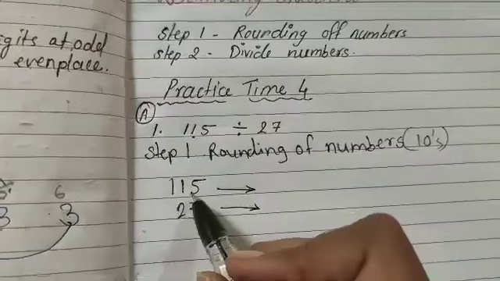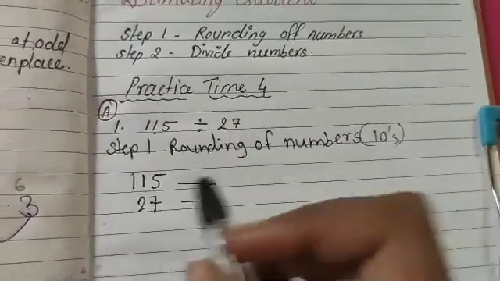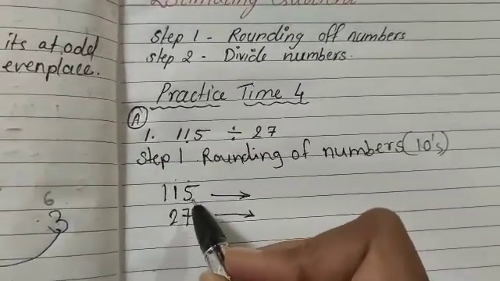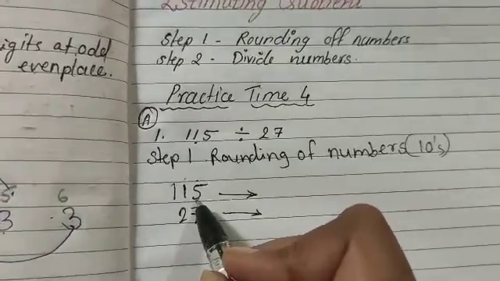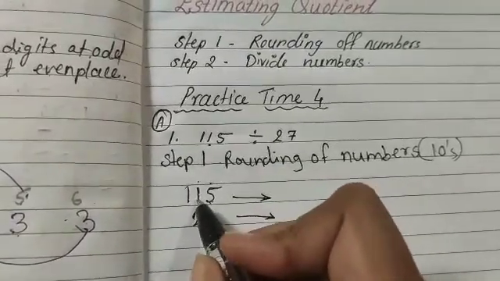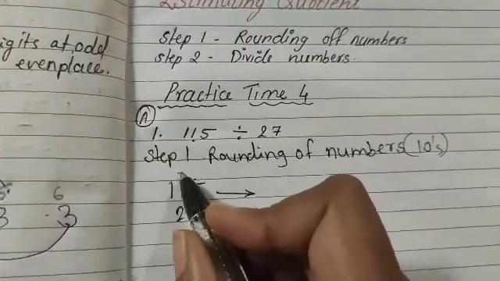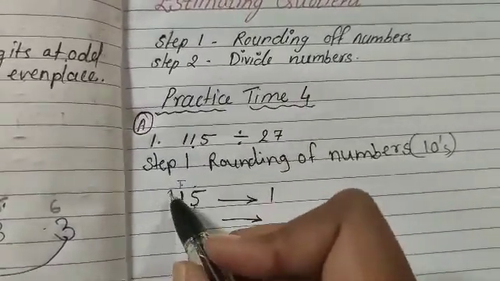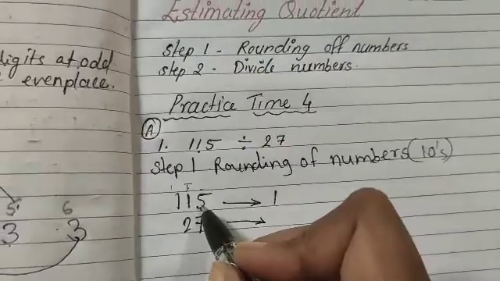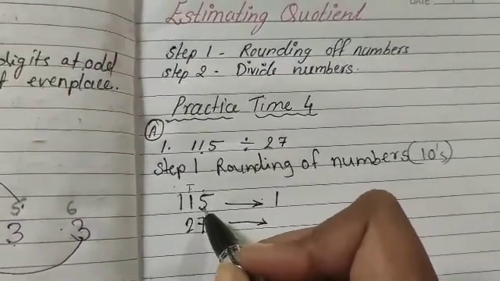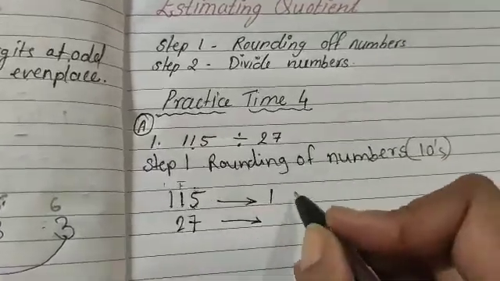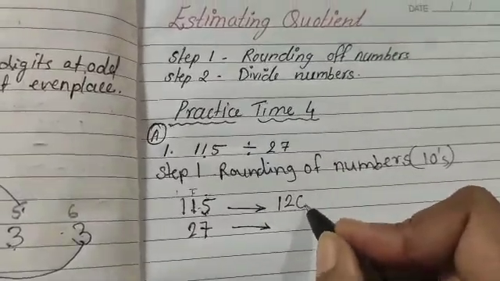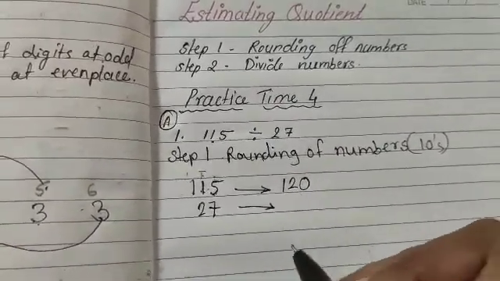Now student, when we round off to the nearest tens, we have to see the tens place and the ones place. At the ones place the digit is 5, which is equal to 5. So that is why we have to add 1 in the tens place. So the 1 at the hundreds place remains as it is. Then here 5, the ones place, is equal to 5, so we are adding 1. So that 1 becomes 1 plus 1, 2, and 0. So 115 is nearer to 120.